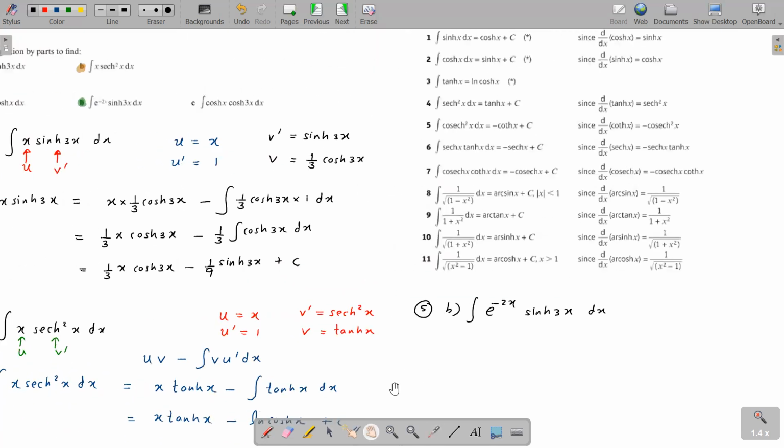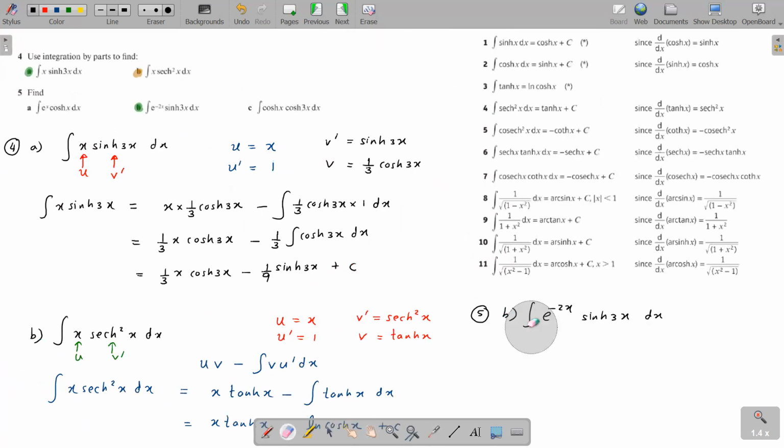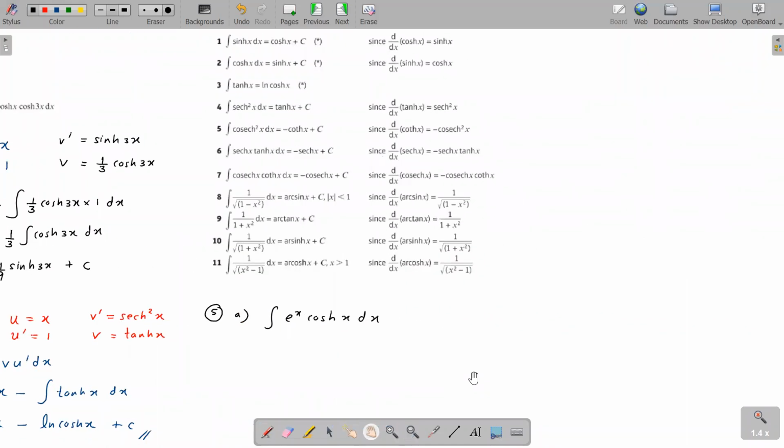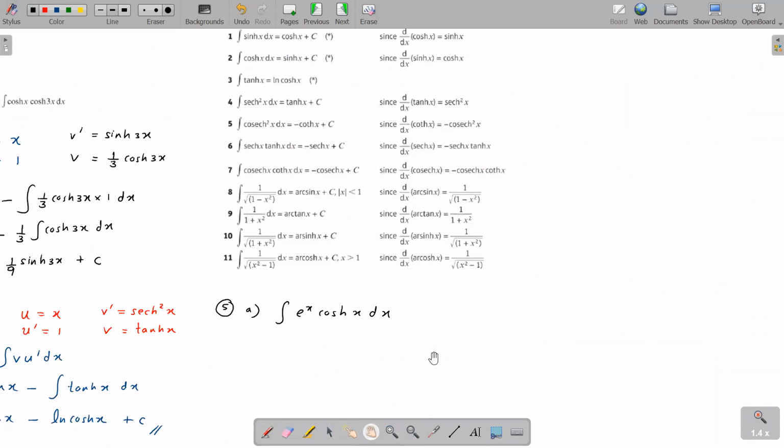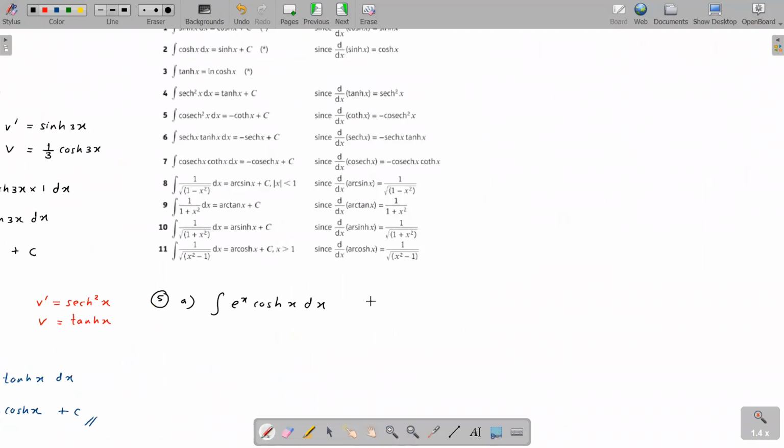Shall we first start with fifth one, part A, and then move on to part B? It will be easier for you all to understand when I do fifth one, part A. So in fifth one, part A, let's start with this. Here you can see ex differentiation is ex. Ex integration is also ex. Cos x differentiation is sin x. Cos x integration is also sin x.